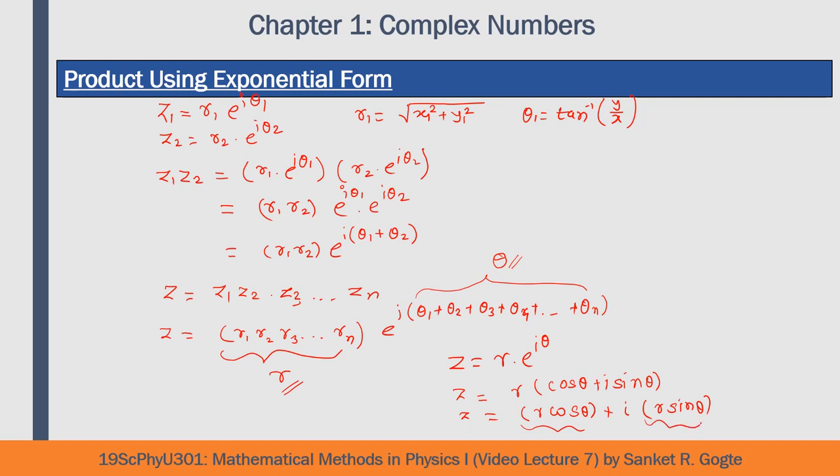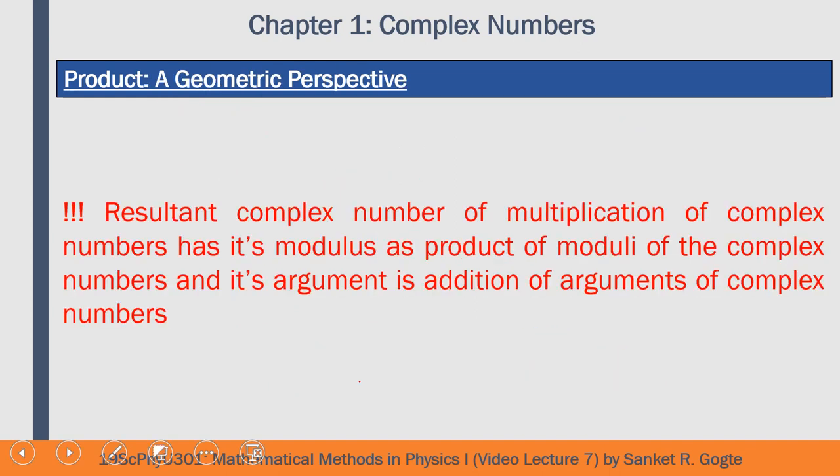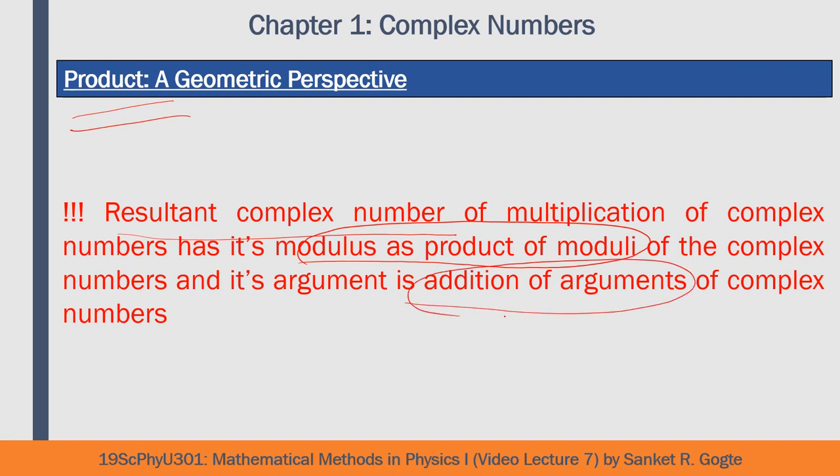as the imaginary part. This is the geometrical interpretation of the product of complex numbers. The resultant complex number has a modulus which is the product of the moduli of all the complex numbers, and its argument is given by the addition of all the arguments of the complex numbers.